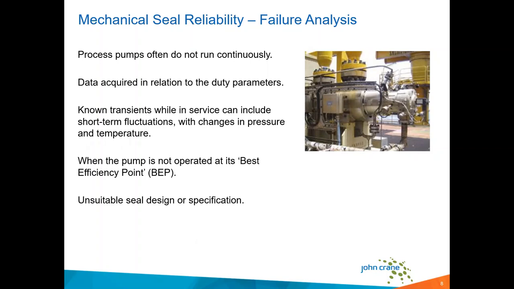Any of the data that we acquire in relation to the duty parameters, such as temperature, pressure, speed, et cetera, proves helpful when we investigate and try to identify root causes of failure. During pump operation, we should identify any transients, including short-term fluctuations and changes in pressure and temperature. Remember, I talked about the environment of the seal, and any changes in that environment can really magnify issues. If we have a transient vapor phase or gas pocket that causes vaporization, especially with a volatile fluid such as ethylene, or higher temperatures or lower pressures, those localized transients, especially within the seal chamber, can be magnified and impact reliability.